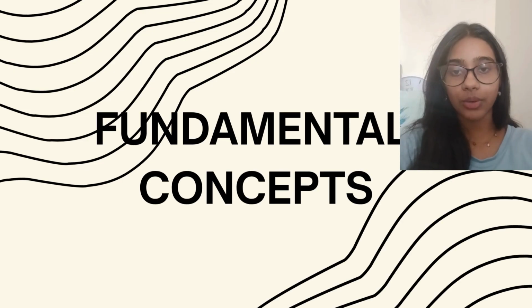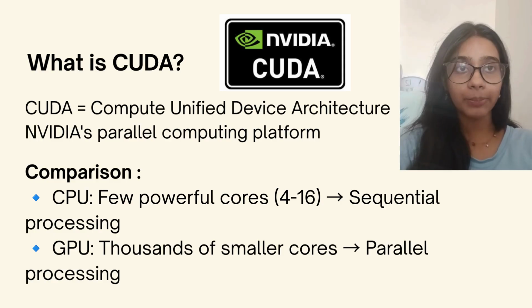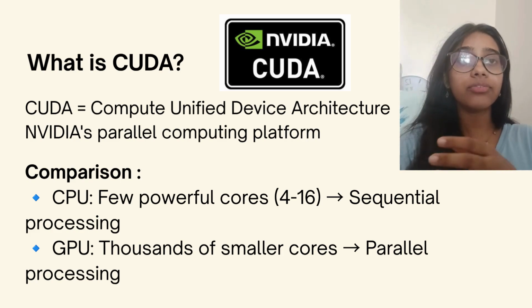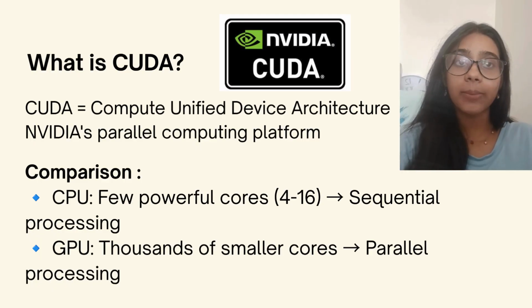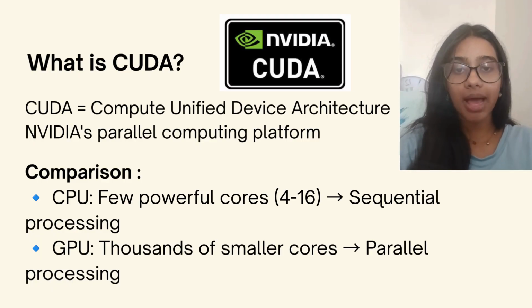Before we dive into the code, let's first understand a few concepts. First is CUDA. CUDA stands for Compute Unified Device Architecture. It's NVIDIA's parallel computing platform that allows us to use the GPU for general purpose computing beyond just graphics. We can think of it like this: the CPU has a few powerful cores, typically 4 to 16, and is optimized for sequential processing. A GPU, on the other hand, has thousands of smaller cores designed for parallel processing.